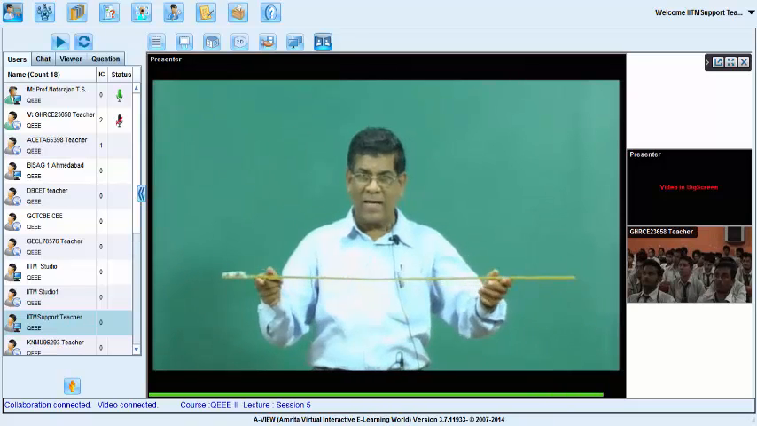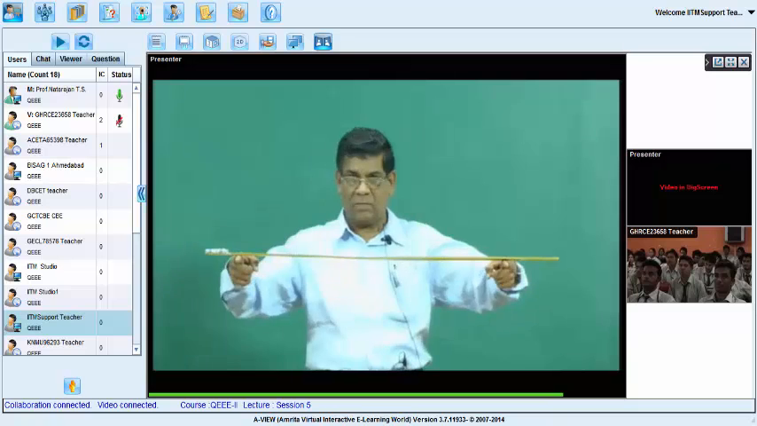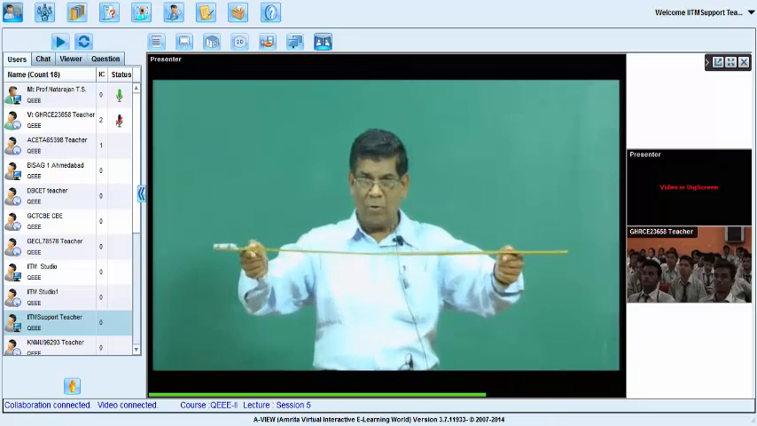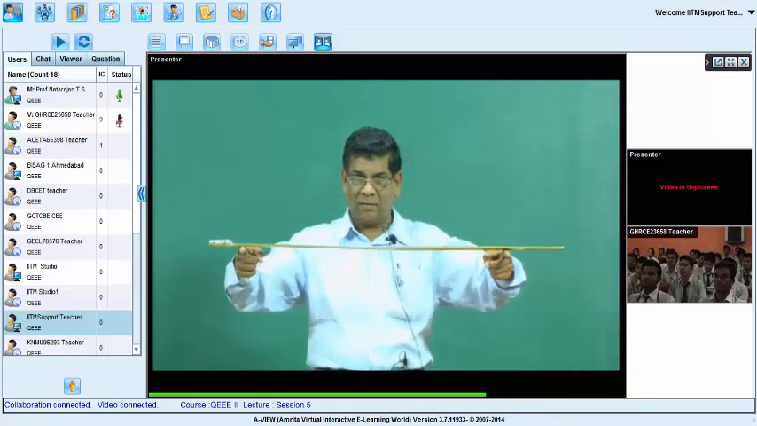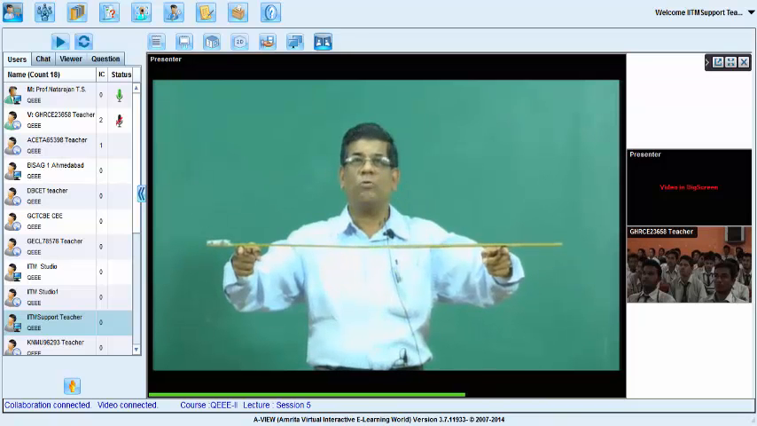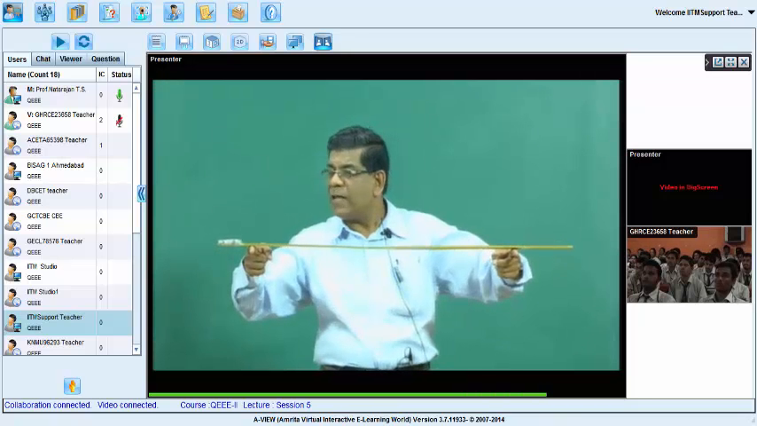Now I want to balance it with my two fingers. I am not holding it. I am only balancing it. Right? Now what am I going to do? I am going to move only this finger, not this finger.